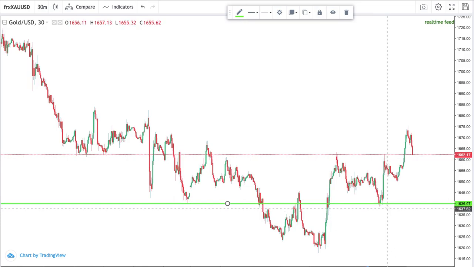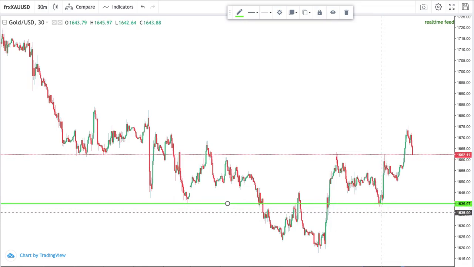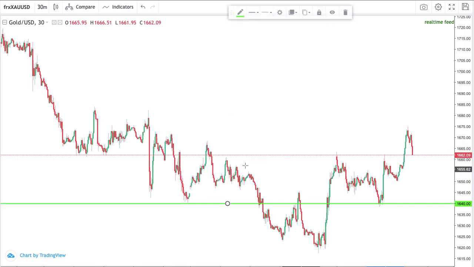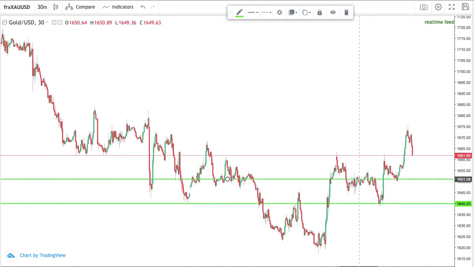So the psychological number here should be 1640. Let's modify this to 1640.00. This is it. So are you seeing this is one psychological number? So the next one will be what? That's 1650. The next will be 1650.00. Remember it's a major.